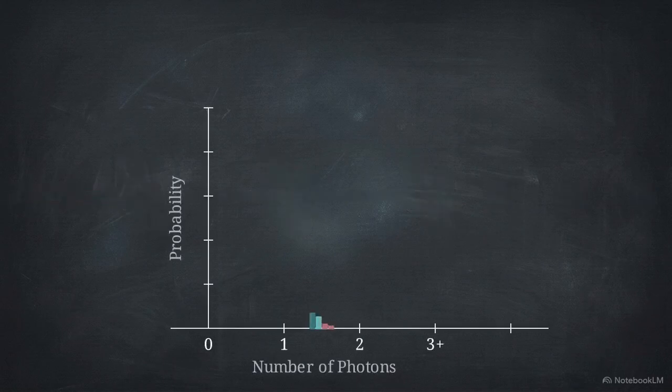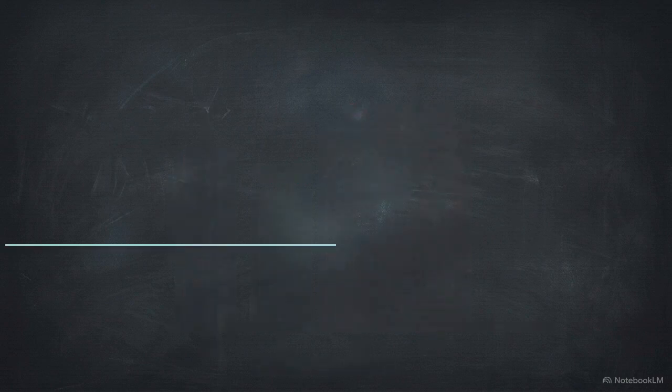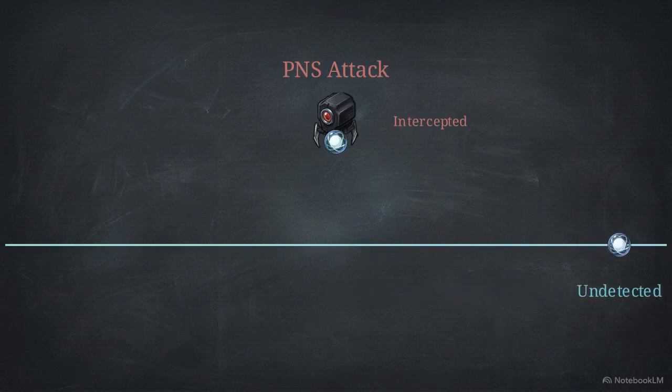Legacy lasers follow a Poisson distribution. This means the laser inevitably misfires, emitting pulses with 2 or 3 photons. This enables the photon number splitting attack. An adversary intercepts a 2-photon pulse, splits one off to measure, and lets the second continue undetected.